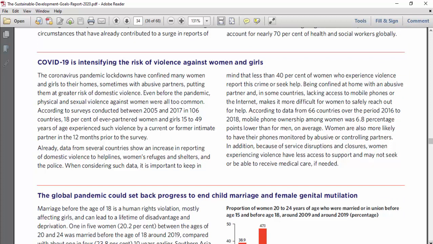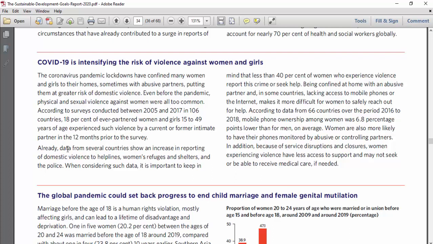Okay, so it's saying COVID-19 is intensifying the risk of violence against women and girls. The coronavirus pandemic lockdowns have confined many women and girls to their homes, sometimes with abusive partners. Yeah, exactly what I was saying, putting them at greater risk of domestic violence. Even before the pandemic, physical and sexual violence against women were all too common. According to surveys conducted between 2005 and 2017 in 106 countries, 18% of ever-partnered women and girls 15 to 49 years of age experienced such violence by a current or former intimate partner in the 12 months prior to the survey.